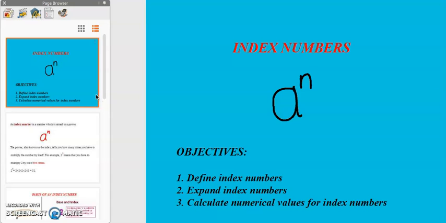So for this video, I'll be looking at index numbers and doing quite a few things with index numbers. So what we'll look at for this video is basically to define index numbers. What is an index number? For objective 2, we're going to learn how to expand index numbers, and for objective 3, we're going to calculate numerical values for index numbers. So quite a handful of things here, but once you put your mind to it, it will increase your mathematical IQ. Now let's move straight into this.